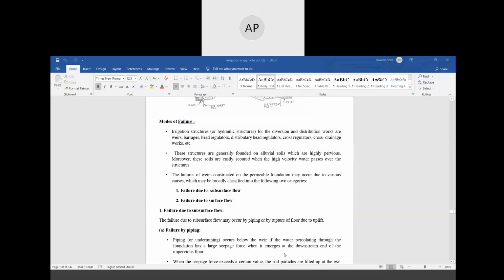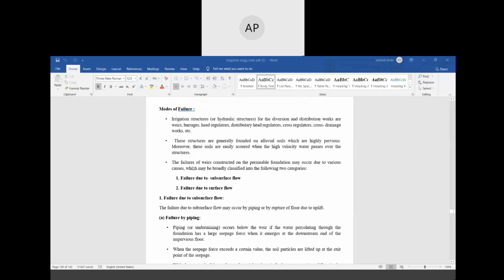Mode of failure. So how do these irrigation structures fail? In the last class I provided the notes, isn't it? I have provided the last class notes, or have I not? Last class notes. Okay.